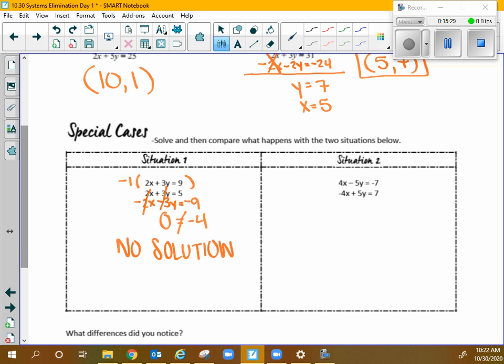Okay, situation 2. Do I need to line anything up? No, it's already lined up. Do I need to multiply? No, it's already set to eliminate. What's going to eliminate? Everything. So what's left on the left-hand side? What's left on the right-hand side? Infinite. So that is true.